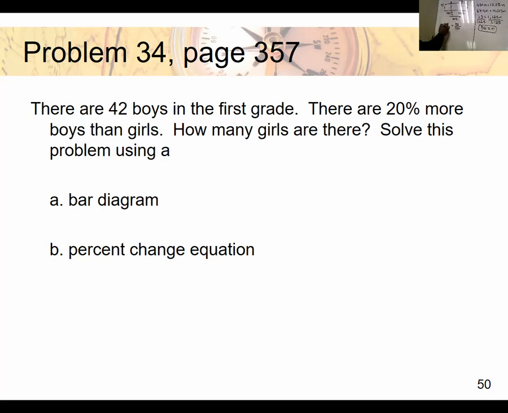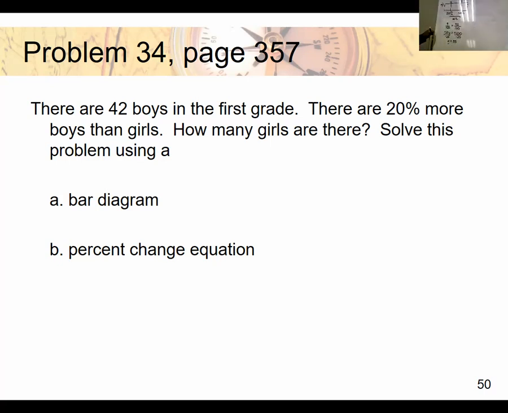If I cross multiply, I'm going to have 120G equal to 100 times 42, which is 4,200. So 120G is equal to 4,200. Divide both sides by 120. G will be equal to how much? 35? So that means there are 35 girls. That's using a bar diagram.